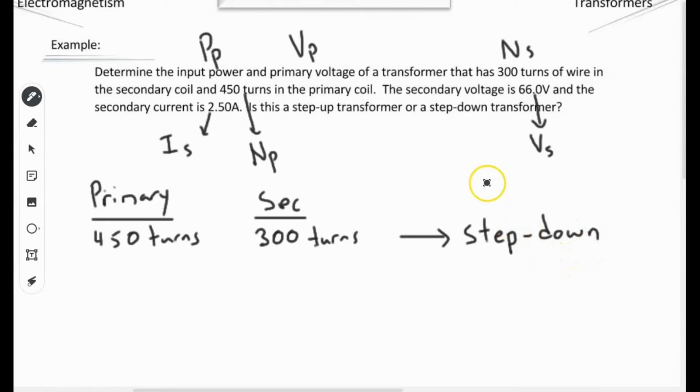Okay, so what does it want to know? It wants to know primary voltage. So we don't know primary voltage, and it's asking for primary voltage. We do know secondary voltage, that's 66 volts.